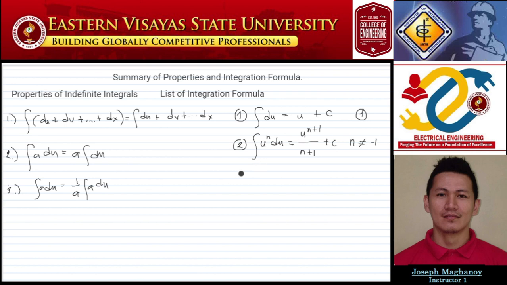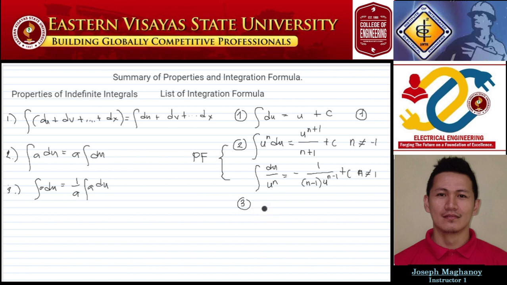So power formula, if we replace n with negative n, integral of du over u^n. This is also a power formula. It's only the negative form. So u^(-n+1) over negative n plus 1 plus c. This is true if your n is not equal to 1. So this is your power formula.